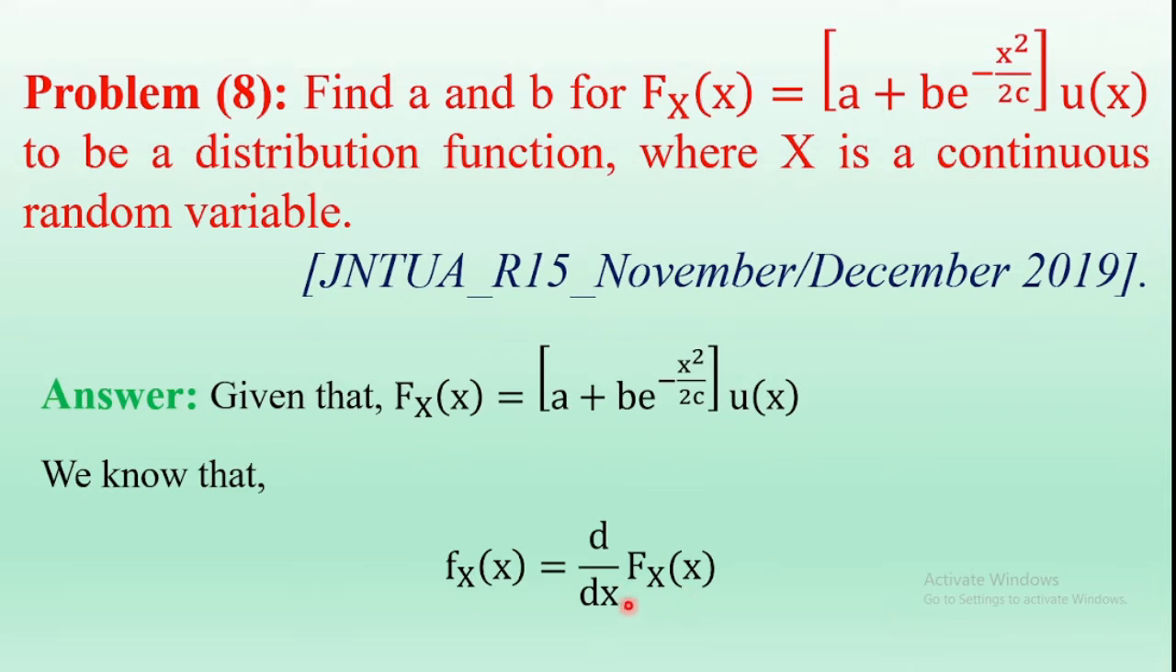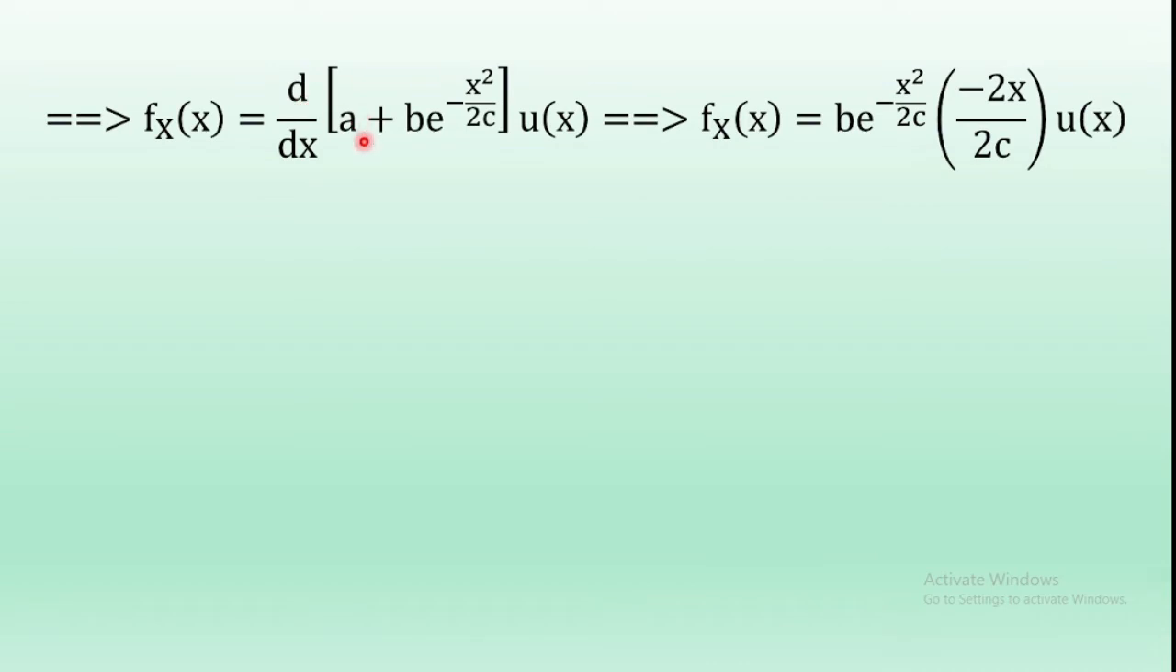equation, and after that, differentiating with respect to x, we get: a is the constant, d by dx of a is 0, b into e power minus x square by 2c, differentiation is e power minus x square by 2c, b is the constant, into the derivative of minus x square by 2c, which is minus 2x by 2c, into u of x. Here 2 cancels in numerator and denominator. Therefore, the probability density function small fx of x is equal to minus b by c into x into e power minus x square by 2c into u of x.